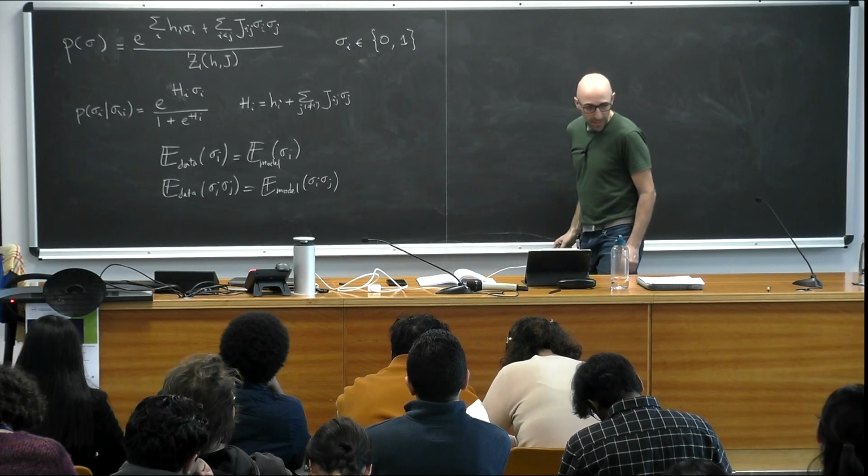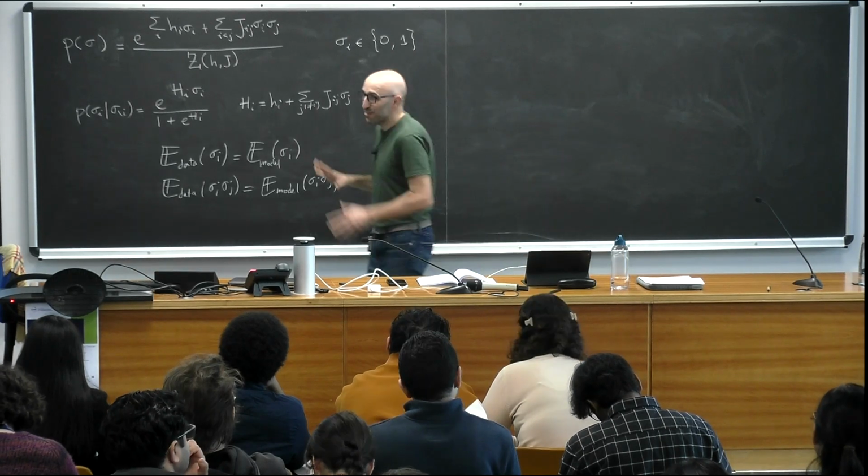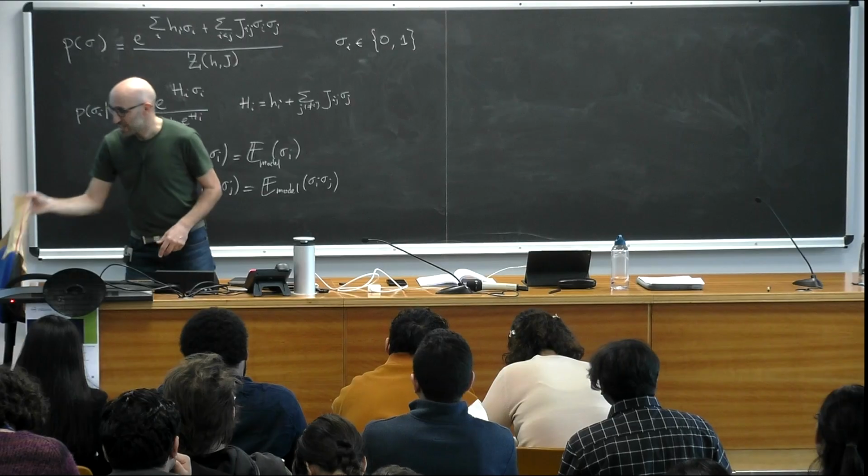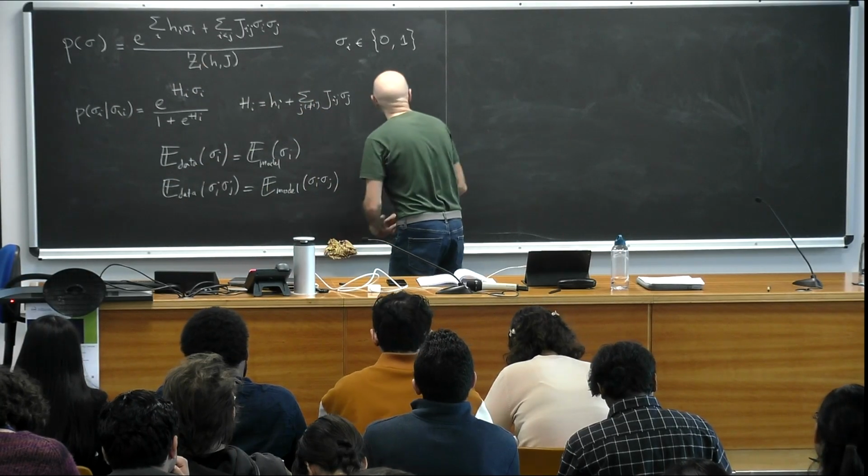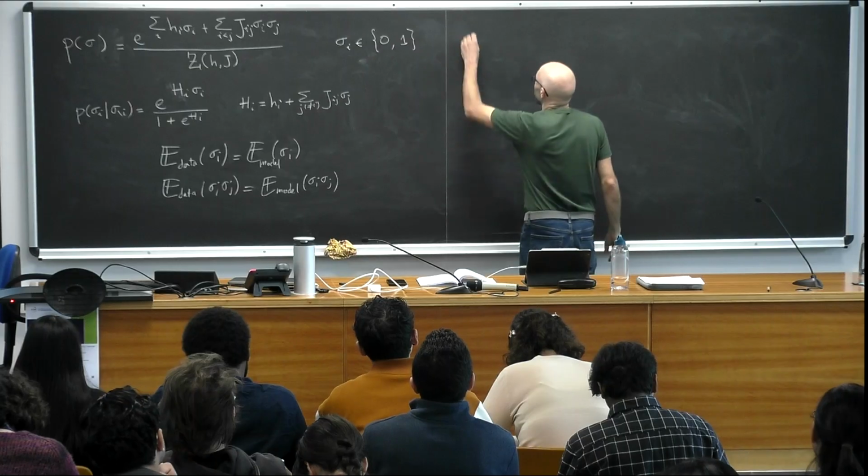Okay, so now the problem is we have data. How do we get the h_i and the J_ij? So the first possibility we explored is Boltzmann learning.